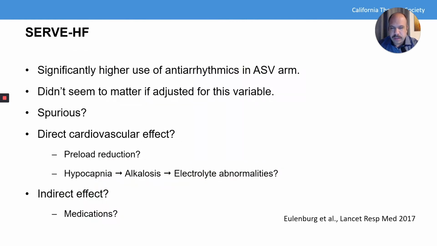So why did SERVE-HF turn out to be a negative study or appear to show harm in ASV? There was a significant difference in the amount of antiarrhythmics used in the ASV arm, but it didn't seem to matter if they adjusted for this variable in subsequent analysis. I think many have wondered whether this is a spurious finding and whether ASV actually is harmful. I think it's hard to argue with the Kaplan-Meier curves and with all of them going in the same direction, those nicely divergent curves in that paper.